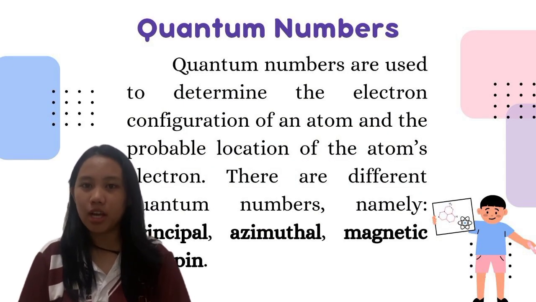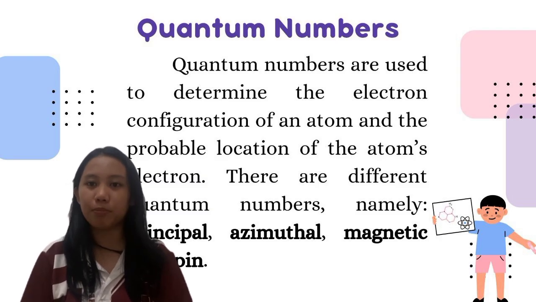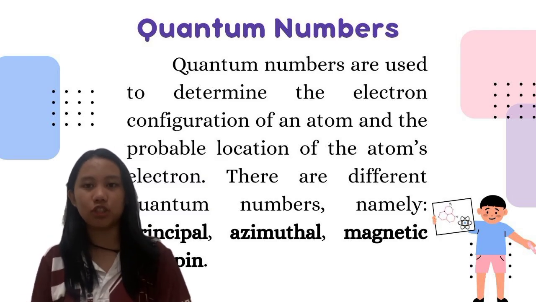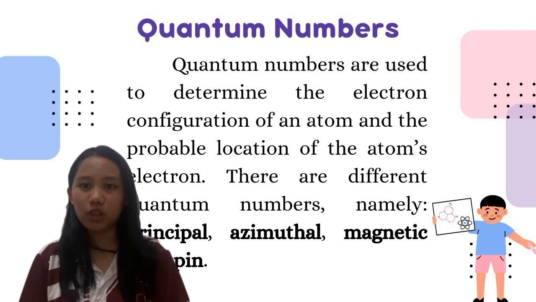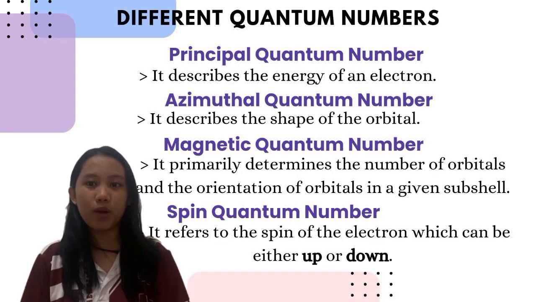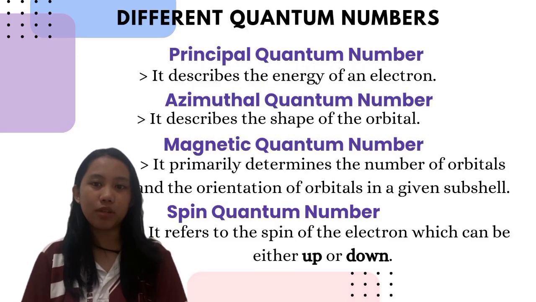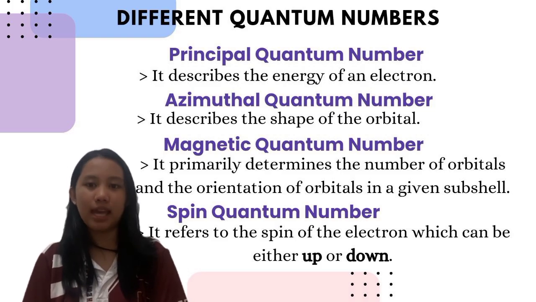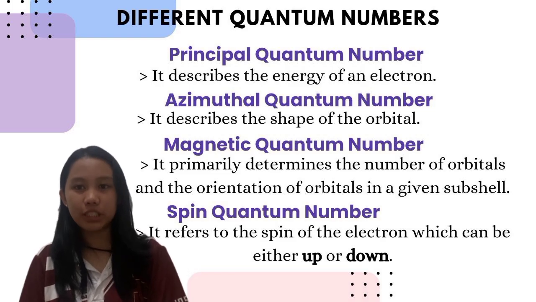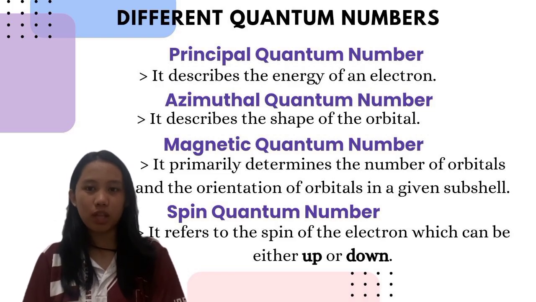Quantum numbers are used to determine the electron configuration of an atom and the probable location of the atom's electron. There are different quantum numbers. First, the principal quantum number. It describes the energy of an electron and the most probable distance of an electron from the nucleus, and is labeled with the symbol n. Next, the azimuthal quantum number. It describes the shape of the orbitals, is also known as the orbital angular momentum quantum number, and is labeled l.